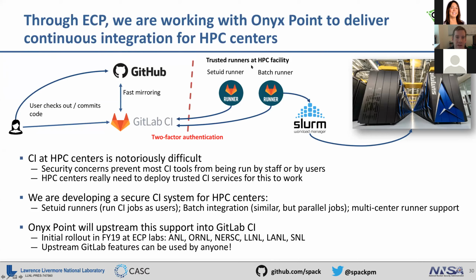So what we're doing is we've contracted out to a vendor, Onyx Point, to modify GitLab so that it can run better in an HPC environment. And so there's two things we're building. One's a setuid runner and the other's a batch runner. And I'll talk about that a little bit.